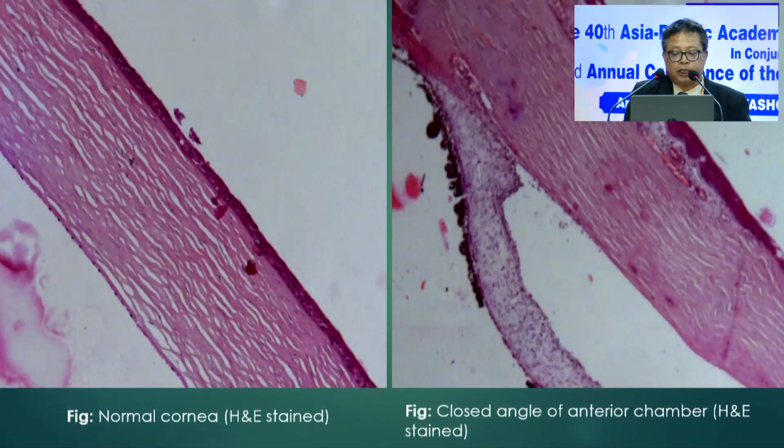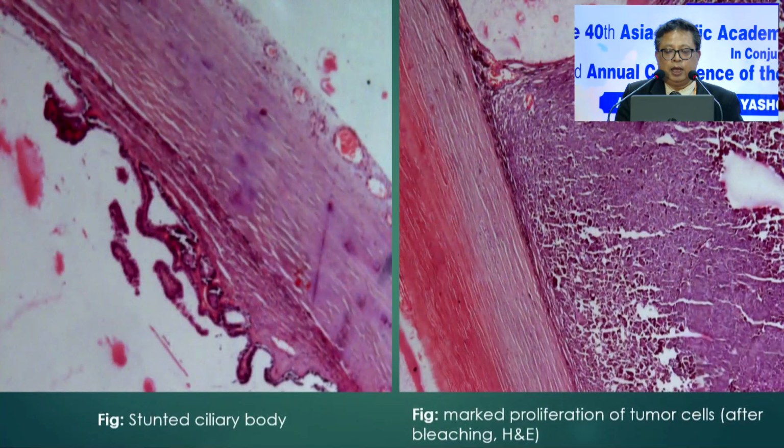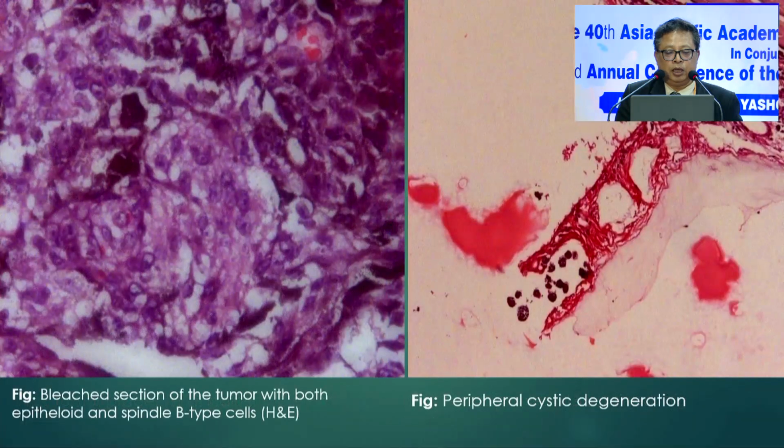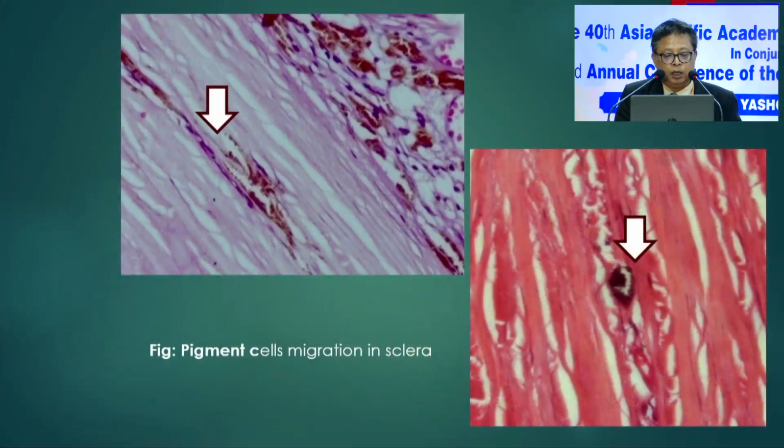In the permanent section after 3 days, the cornea was normal, the angle was a bit closed here, and there was a choroidal melanoma with pigmented cells. When we did high power, it showed epithelioid as well as spindle cells. You can well appreciate some epithelioid cells here, and here a peripheral cystic degeneration was noted. Now pigment cell migration was seen in the sclera.